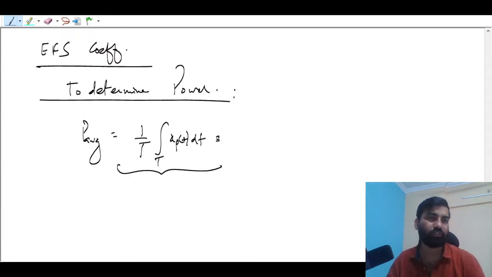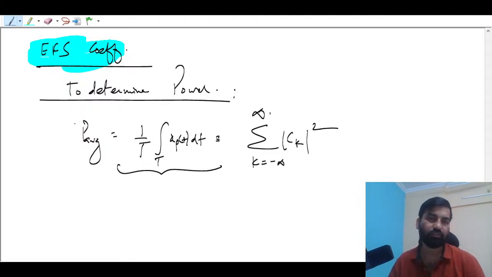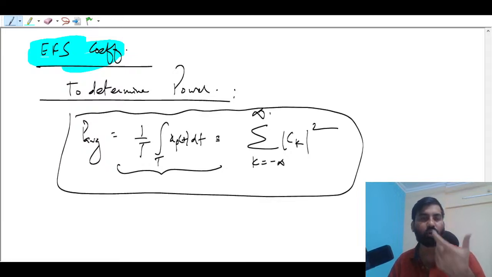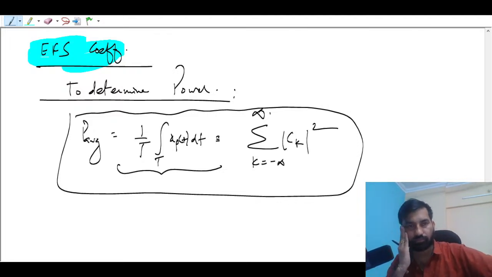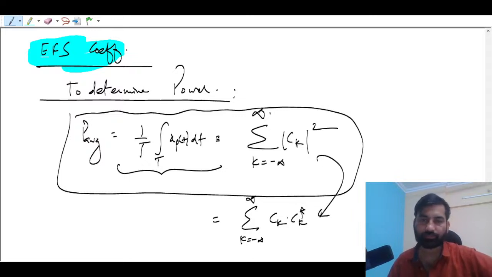So if this coefficient is given, your power is going to be the sum of |ck| whole square, where k is running from minus infinity to infinity. So you have to just take the mod of ck and square it and add all to get the power. You can also write this as the sum over k from minus infinity to infinity of ck times ck star. Okay, you can write this like this.